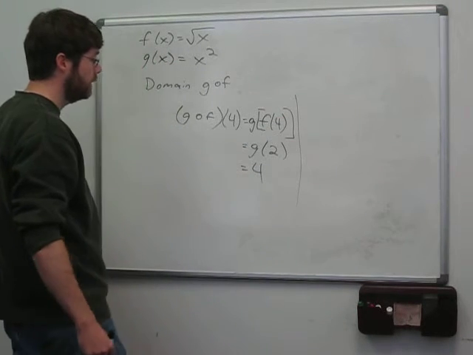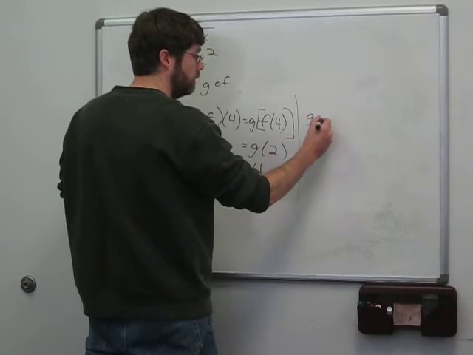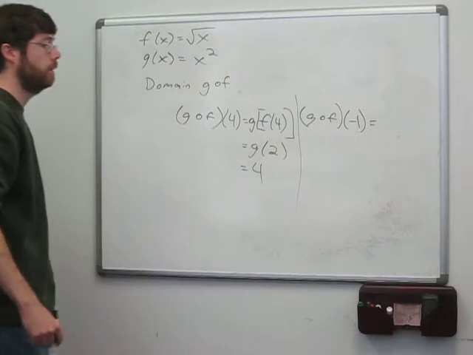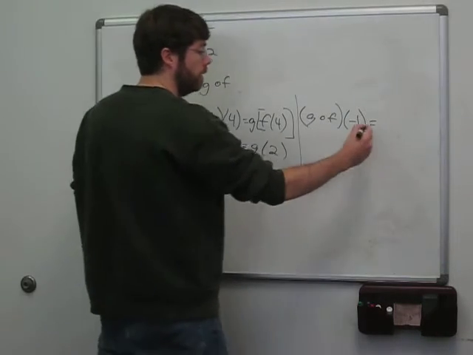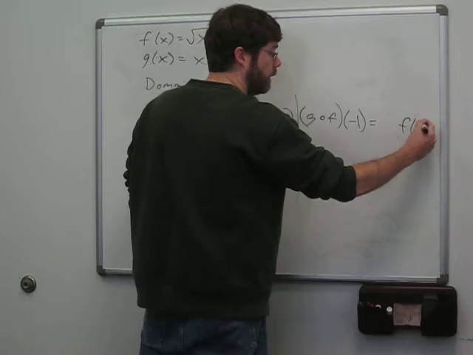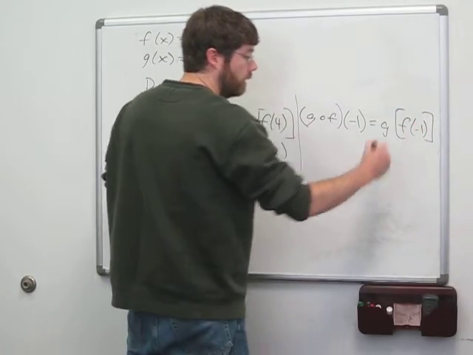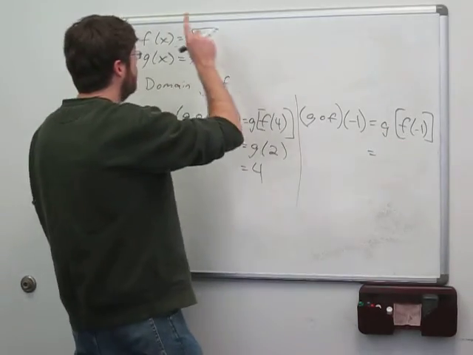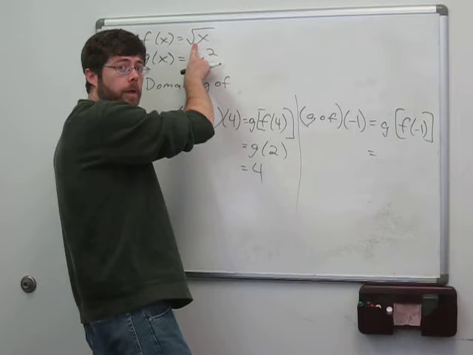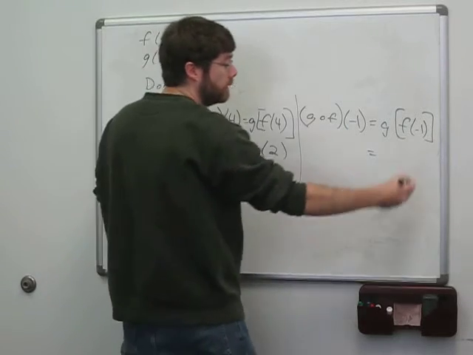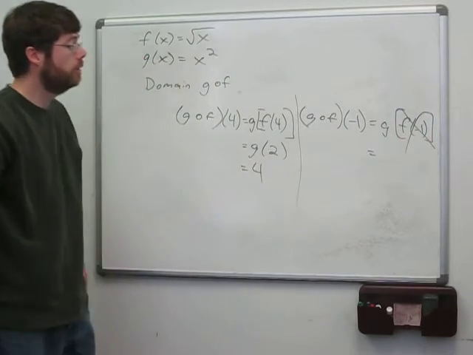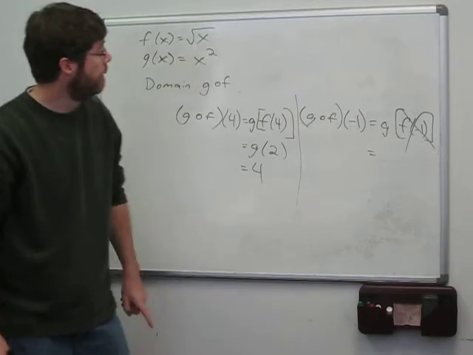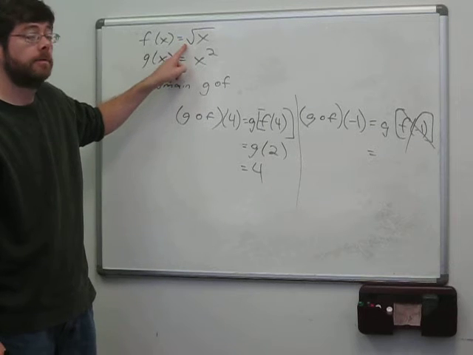Let's compute g of f at another value. Let's try to compute it when x is equal to -1. So we're going to apply f to -1, and then apply g to the result. f of -1 would be the square root of -1, right? So we cannot even compute f of -1 because we're not going to get a real number out. -1 is not in the domain of f.